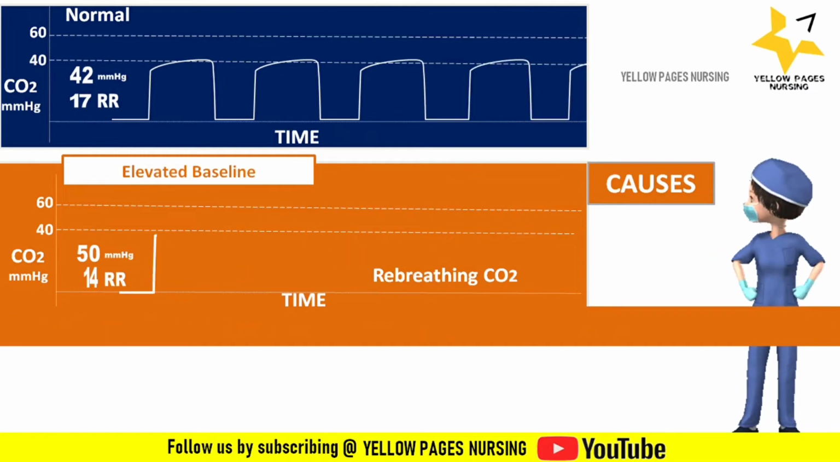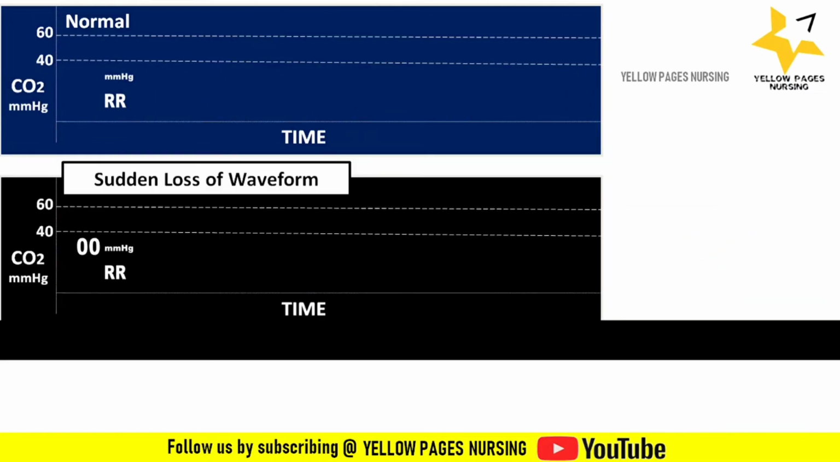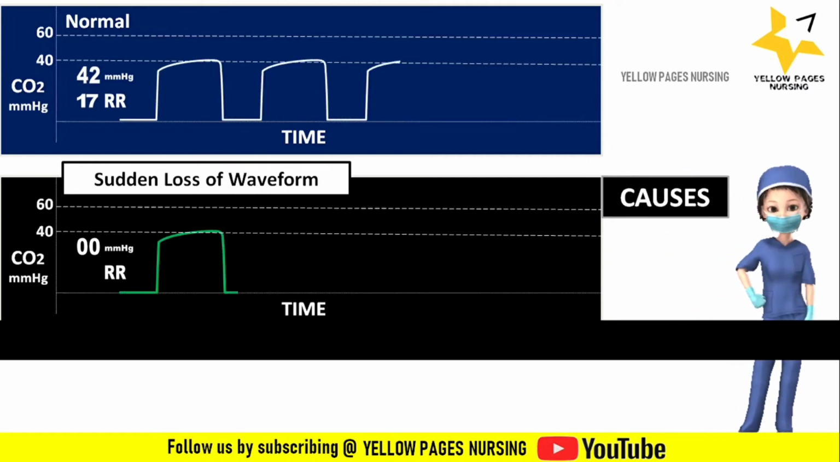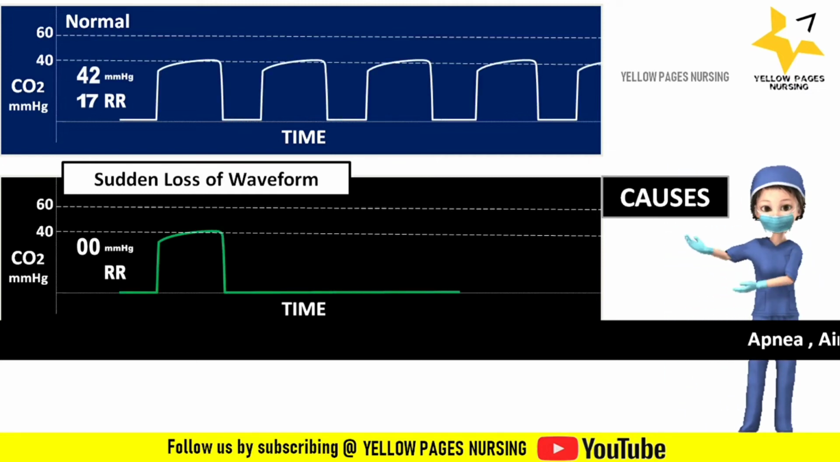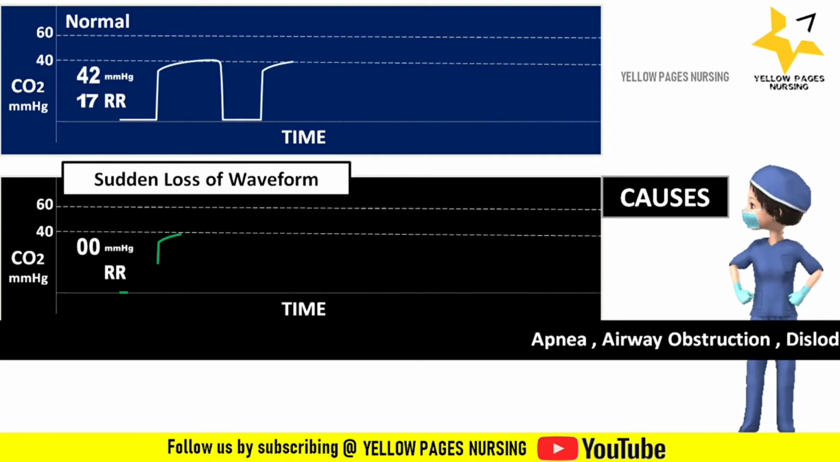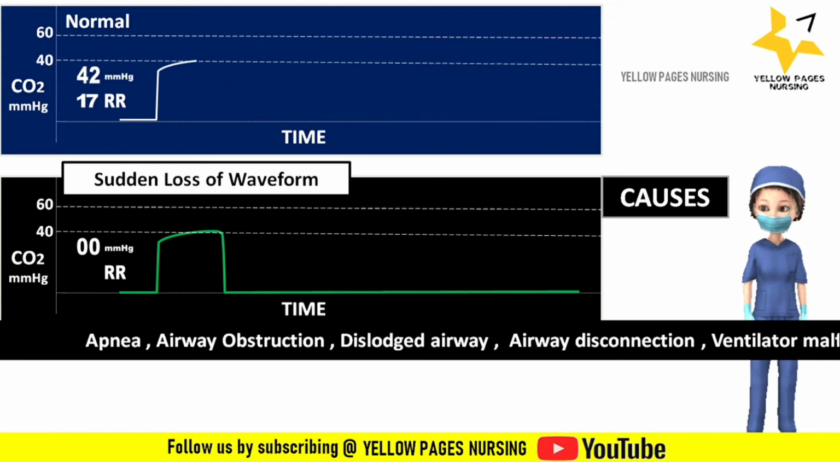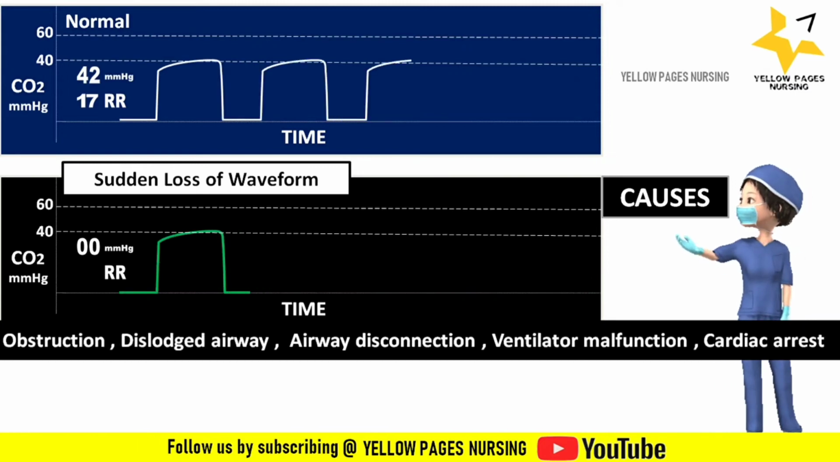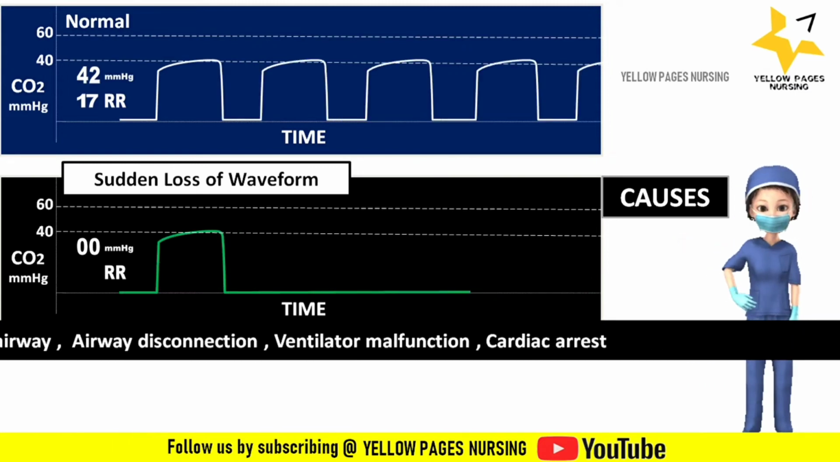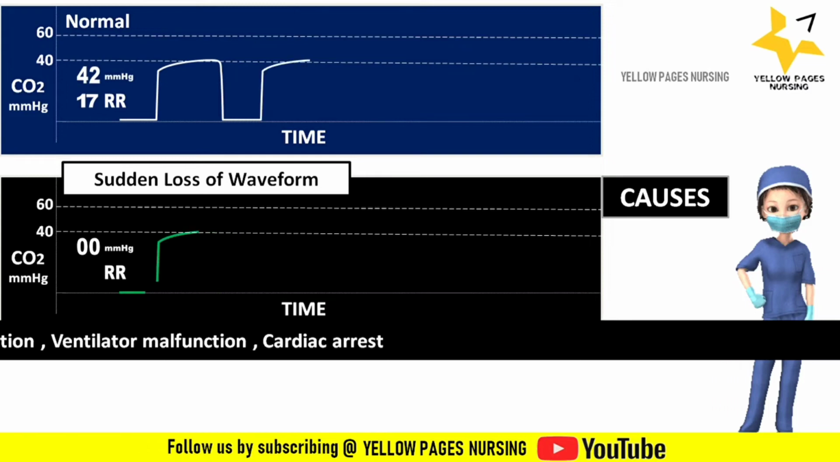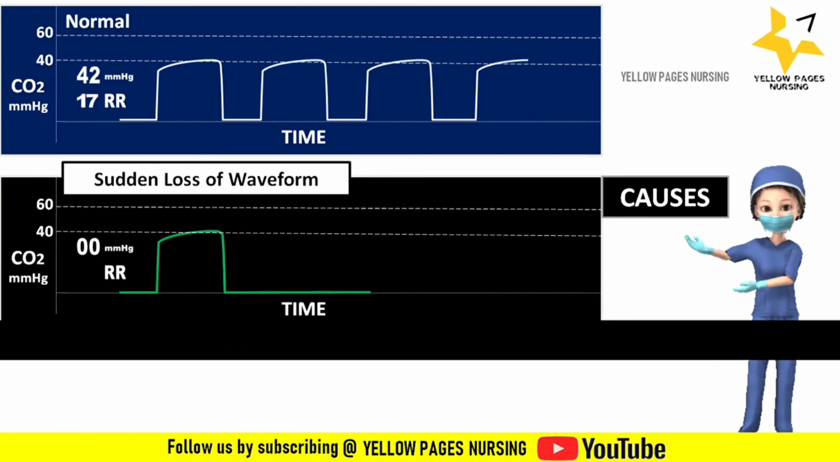Next comes the sudden loss of waveform. There is complete loss of waveform, which indicates no carbon dioxide present. This may be due to apnea, airway obstruction, dislodged airway, airway disconnection, ventilator malfunction, cardiac arrest, etc.